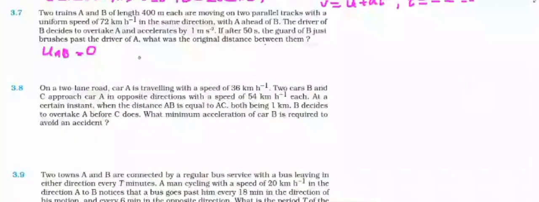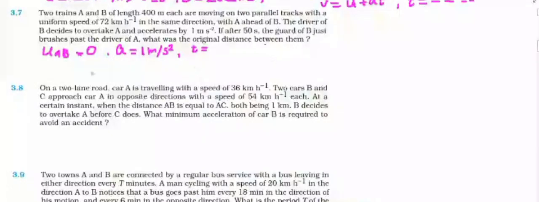Then driver B decides to overtake A and accelerates 1 meter per second square. So this acceleration is the relative acceleration of B with respect to A. Relative acceleration will be 1 because A has no acceleration at all. So B has acceleration 1. So relative acceleration is 1 meter per second square. After 50 seconds, the guard of B just brushes past the driver of A. What was the original distance between them?